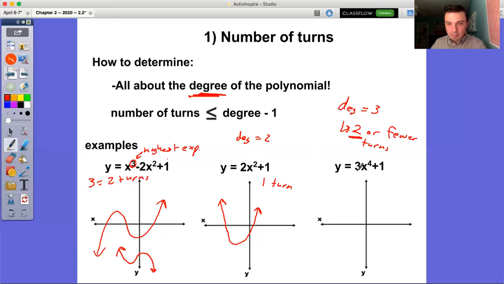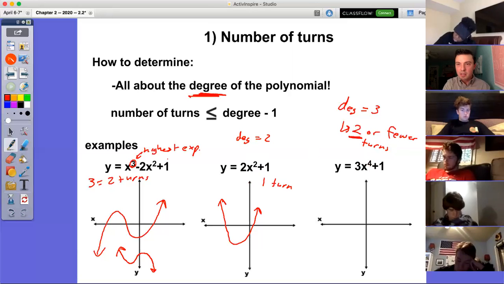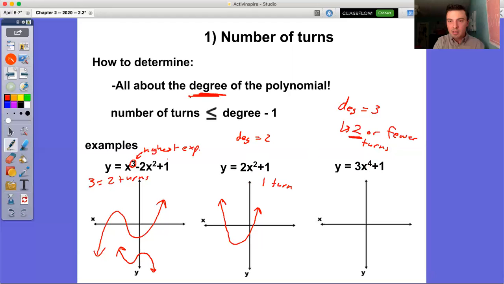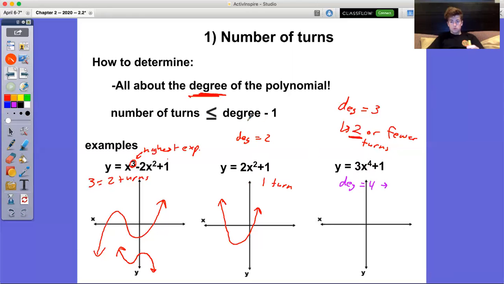All right. Somebody tell me this one. How about Walker? 3x to the 4th plus 1. What's the degree of that? 4. Degree is 4, which means how many turns would we draw it with? 2. Degree minus 1, so 3. 3 turns.